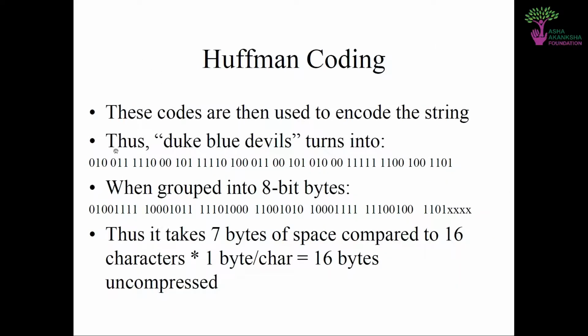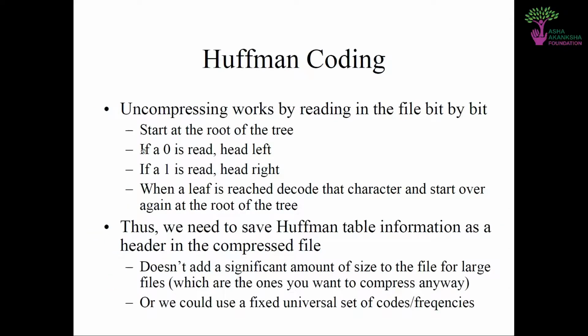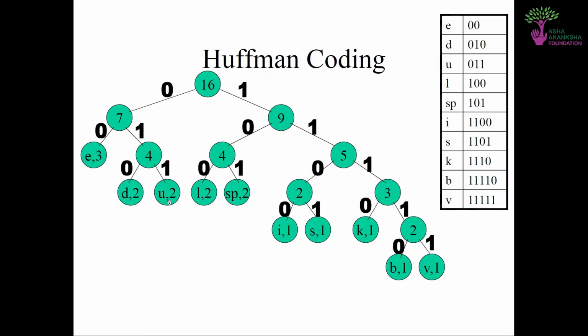We start here, and if a 0 is read, then we go to the left subtree. If 1 is read, then we go to the right subtree. And when a leaf node is reached, decode that character and start over again at the root of the tree. So we know that from this tree, every character that we had occurs as a leaf node, and every other internal node is just the total sum. So we do not need these. Whenever we encounter a leaf node, we know that it is for that character, so we can decode that character, and then we can start again for the next character.